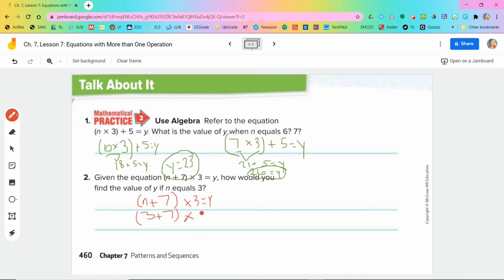3 plus 7 times 3 equals y. 3 plus 7 is 10. Now, a lot of people put 21 right here. It got them. But you are adding. So 3 plus 7 is 10 times 3 equals y. And 10 times 3 is 30. So when my input equals 3, when my n equals 3, my y is 30.